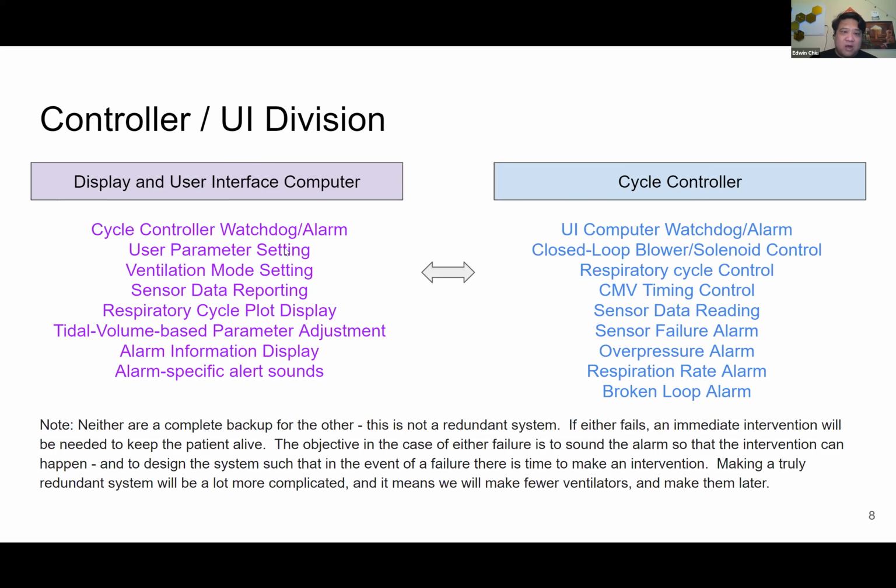It will handle the user parameter setting and the ventilation mode setting. It will report the sensor data, typically in graphs, which is the respiratory cycle plot display. It will also handle the tidal volume-based parameter adjustment. This is something that we're still working on, but the thing about tidal volume is that it is not something that operates on a 1/100th or 1/10th of a second time scale. You actually have to observe several breaths of the patient to determine the tidal volume, so this requires some memory and storage of those parameters.